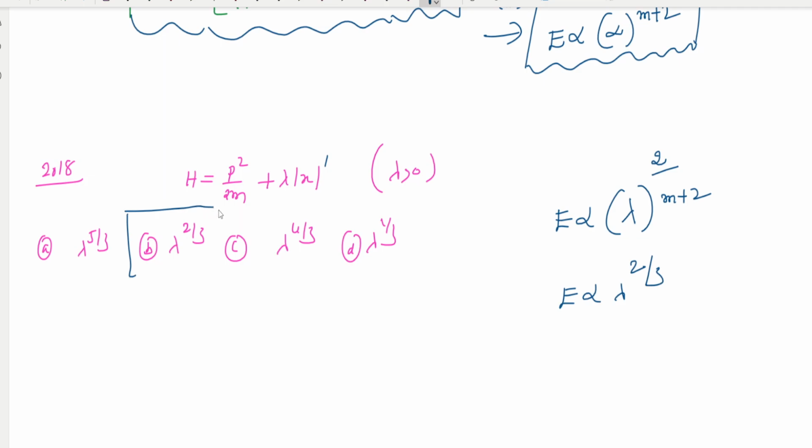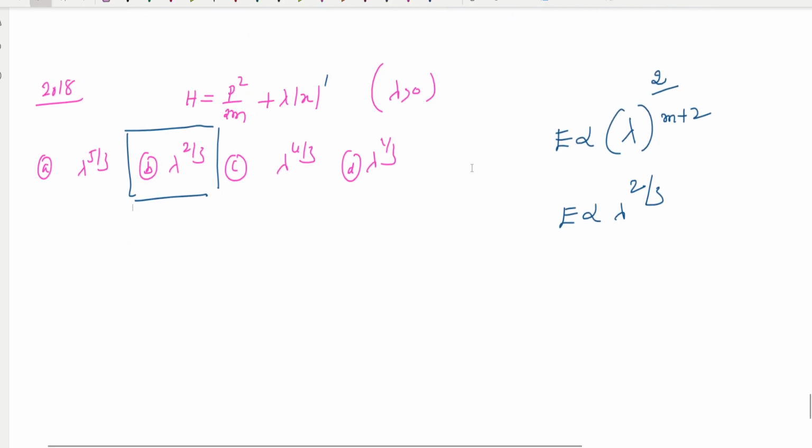Just 30 to 15 seconds we can find it by using the shortcut. Next one is, what happens if the energy depends on the quantum number? For example, in the 2017 exam they are giving a question.